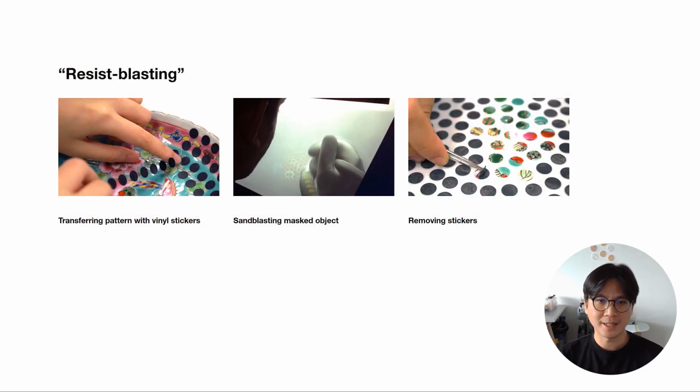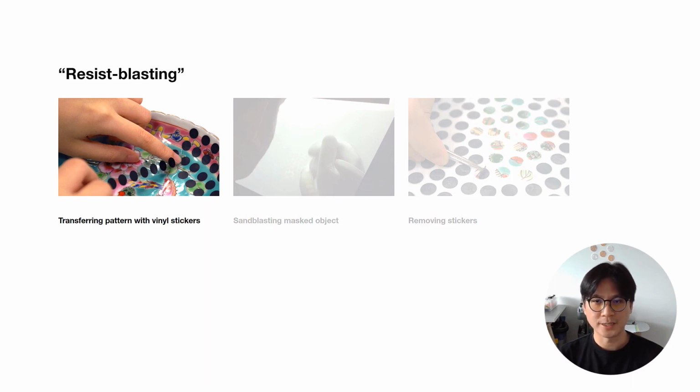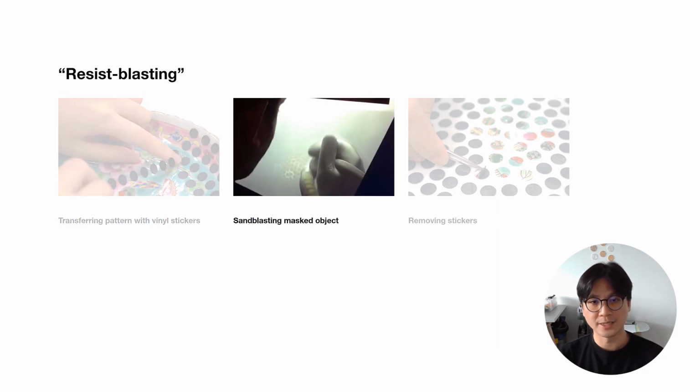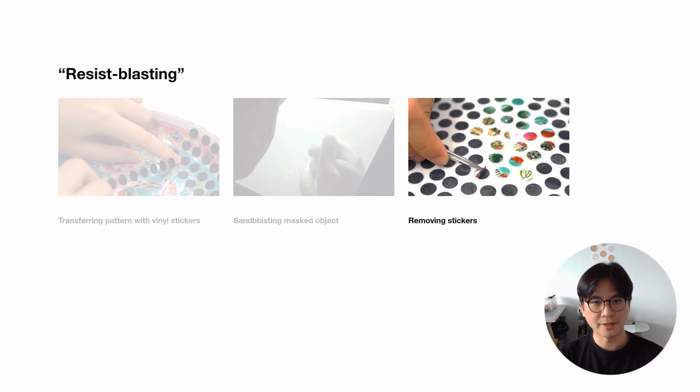To create these pieces, Hans developed a process called resist blasting. Resist blasting builds upon sandblasting, which is a subtractive process that removes material from a ceramic object through a high-pressure stream of abrasive particles. To create these patterns, Hans cuts the pattern on vinyl stickers and then transfers these stickers onto the glazed surface of the porcelain object. These stickers resist sandblasting and enable the sandblasting operation to selectively remove glaze from the porcelain object. After sandblasting, the object is cleaned and the stickers are removed to reveal the transformed porcelain surface.